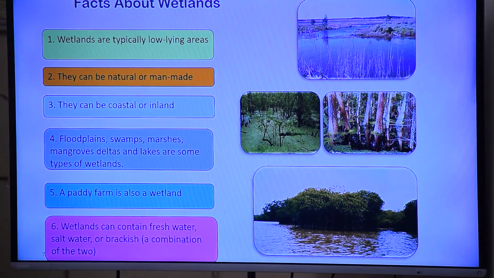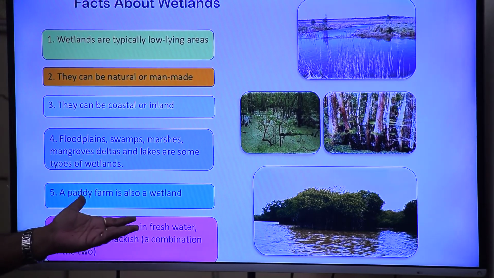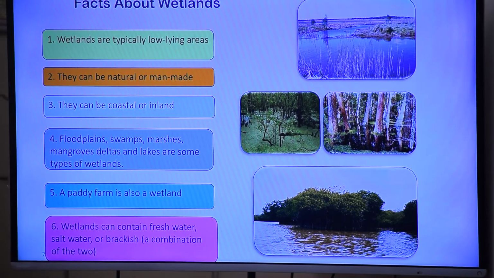So wetlands are typically in highland areas or low-lying depressed areas, where there is a depression, water can accumulate. Yes, they can be natural, they can be coastal, they can be inland. Floodplains can be. That is, waterlogged areas, marshy areas, swamps, marshes, mangroves, deltas, lakes are some of the types of wetland.